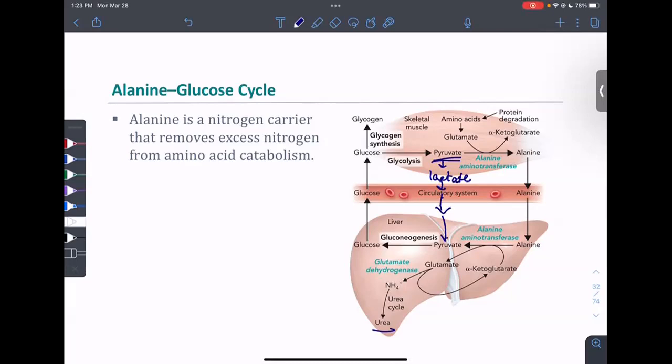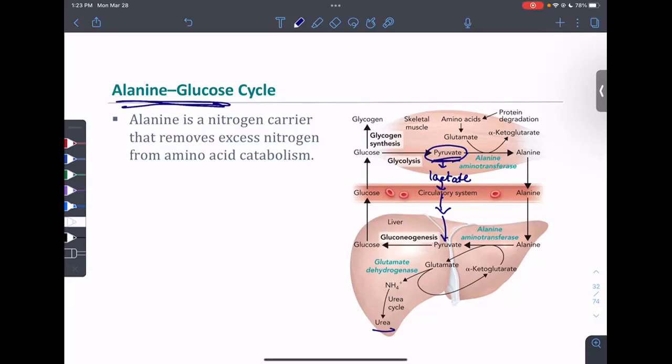So at the same time that that's happening in the Cori cycle, muscle protein is also being degraded. And so if muscle protein is being degraded, that excess ammonia has to be removed. And it's removed in what's called the alanine glucose cycle, which is really similar to the Cori cycle, but it's just our way to get rid of that ammonia. So in this case, we take that pyruvate and we use it to convert it to alanine, right?